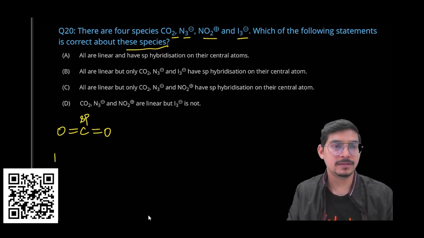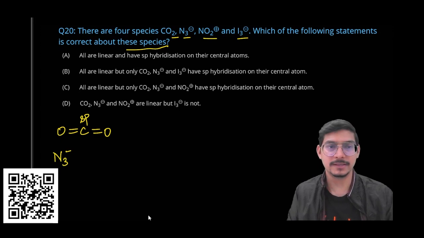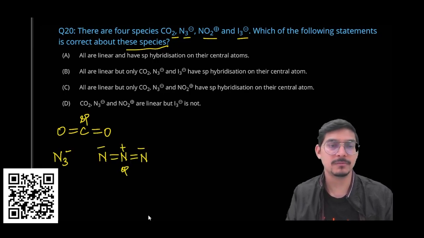In case of N3 minus ion, which is azide ion, we can also draw one of the resonating structures like this. Once again, we can see that the central nitrogen is sp hybridized as it is forming 2 pi bonds, and it is also a linear species.